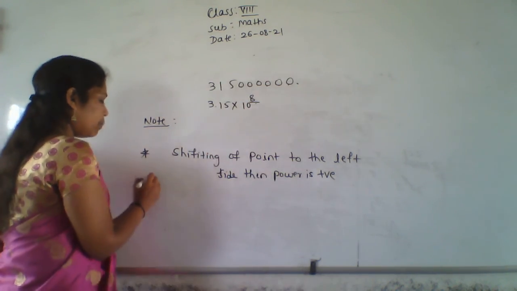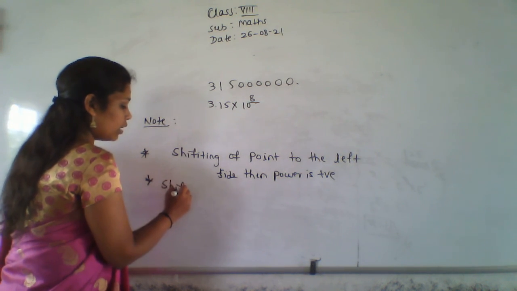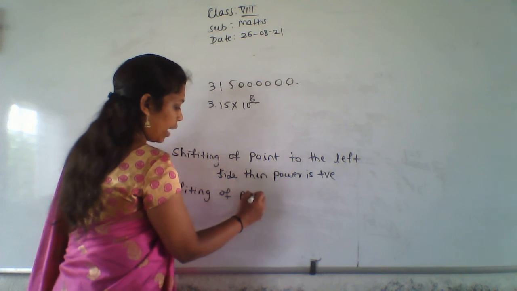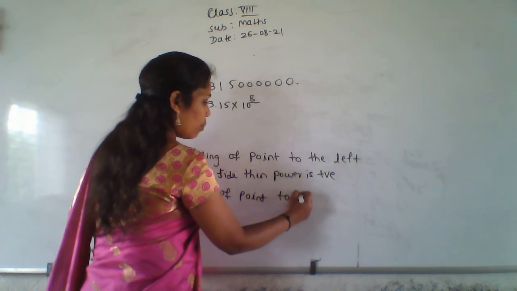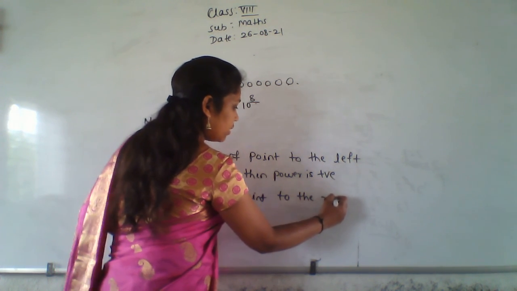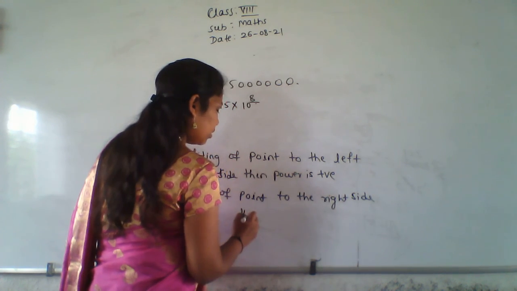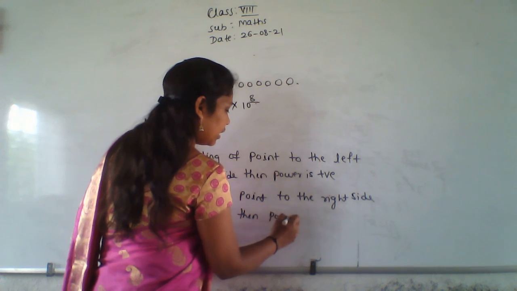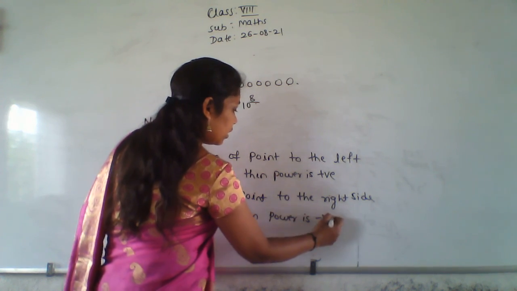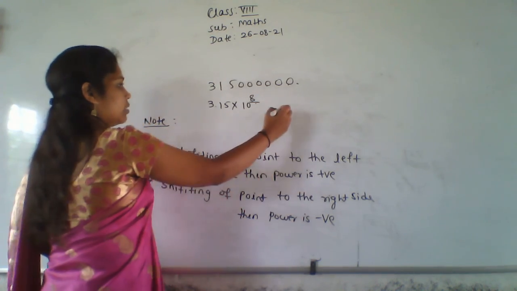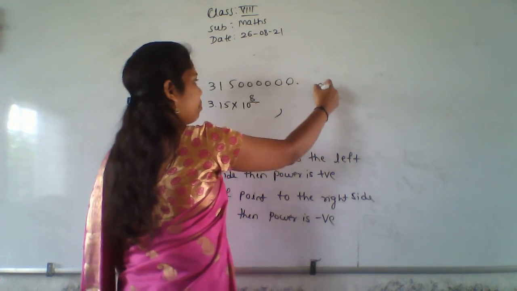Second point: if you are shifting the point to the right side, then the power is negative. Like this. I'll tell one more example for that. See here, that is the second example.